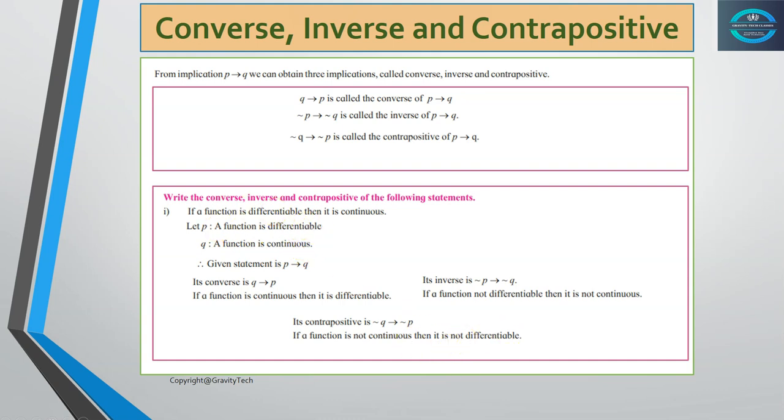Easy. So this is how you can find the converse, inverse, and contrapositive of statements. Remember: converse is Q implies P, inverse is negation of P implies negation of Q, contrapositive is negation of Q implies negation of P.